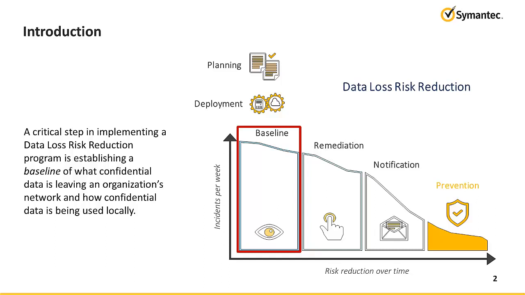In the context of the data loss risk reduction implementation model described in a previous module of this course, this is accomplished during the baseline phase, where the focus is on gathering data, understanding where the organization's risk is, and tuning policies and procedures in preparation for taking action in later phases. Symantec DLP's Network Monitor, Network Prevent, Cloud Service for Email, and Endpoint Prevent are valuable tools in helping establish this baseline.